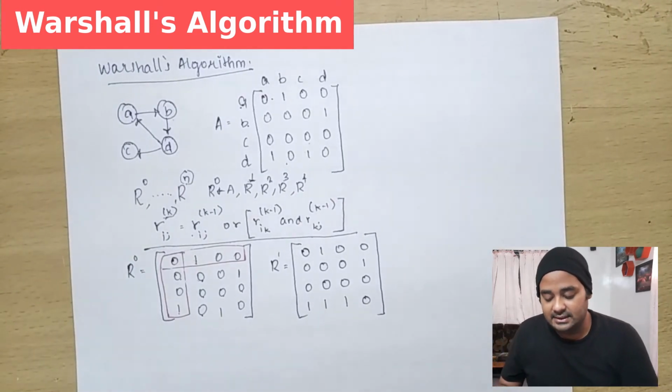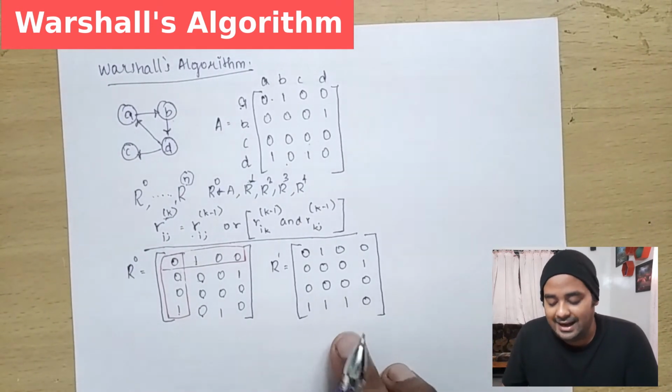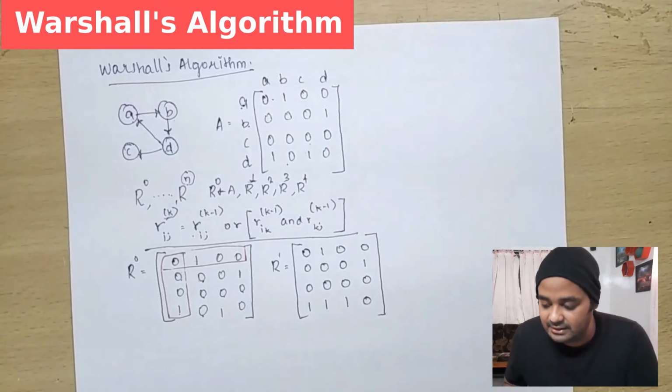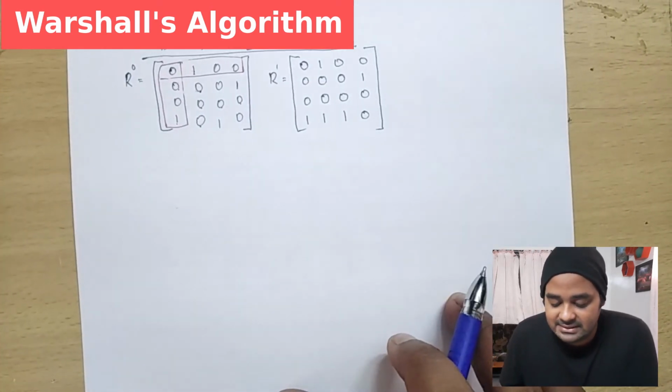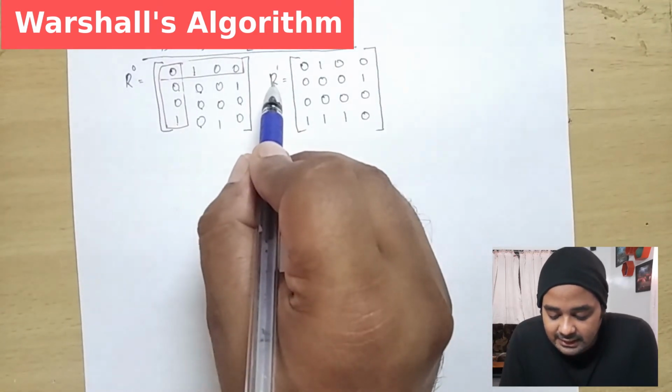Okay, so this is how you construct your R matrix with the help of the previous matrix. Similarly, we are now going to construct up to R4. Why?